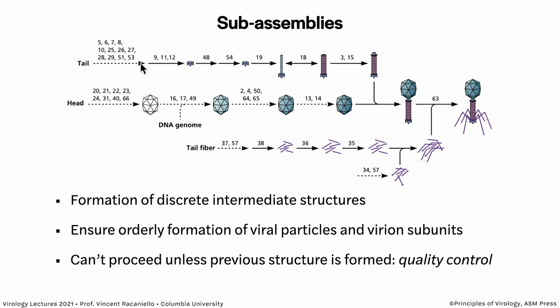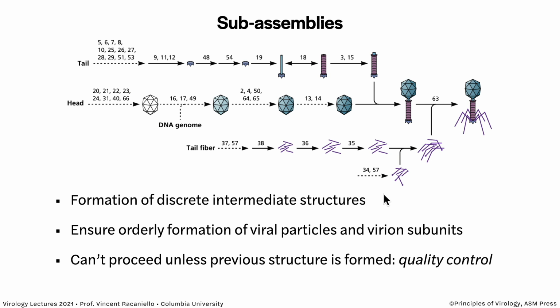Look at the tail, made up of many proteins. These numbers are all the names of the individual proteins that go into making the base plate first. And then they add the central canal and then the discs around it. And finally, you have a tail, all assembly line. Meanwhile, the head is being assembled. An icosahedral head gets put onto the tail. And then the fibers are also assembled separately and they're put on. So you have the formation of discrete intermediates.